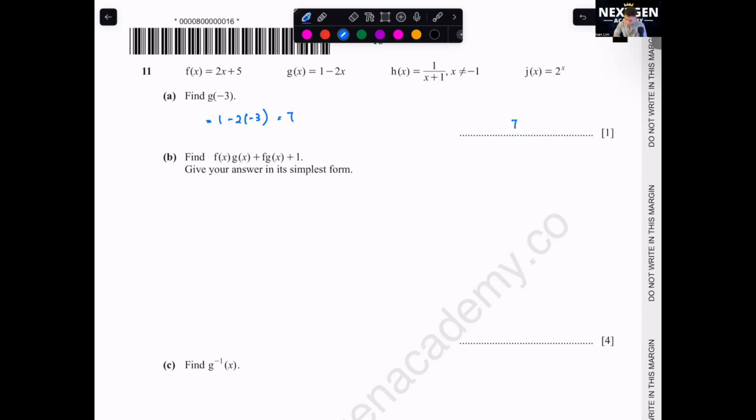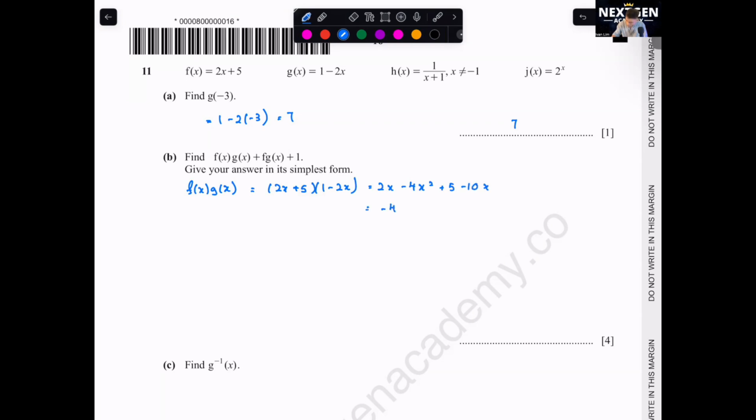Question B, f(x)g(x) plus f(g(x)) plus 1. What is f(x)g(x), and what is f(g(x))? Maybe we separate it so it's easier for us to calculate. Let's find f(x)g(x) first. This is not a composite function. This is multiplying both functions with each other, which is (2x plus 5)(1 minus 2x). Let's calculate this. This will be 2x minus 4x squared plus 5 minus 10x.